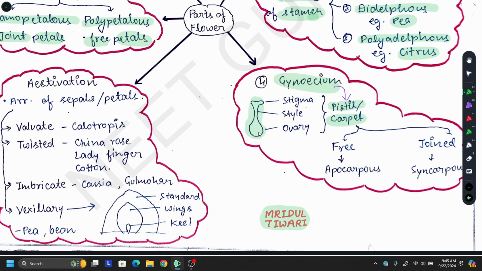The basal swollen part of carpel or pistil is called as ovary. So this is the base part, which is kind of a swollen and round part. This is ovary. The stalk which joins ovary to stigma is called as style, and the upper part is called as stigma. Stigma is the part where pollen grains land at the time of reproduction in the flowers. Okay. Now, carpel can be free or joined. If the carpels are free, we call it apocarpous condition. If they are joined to each other, we call them syncarpous condition.